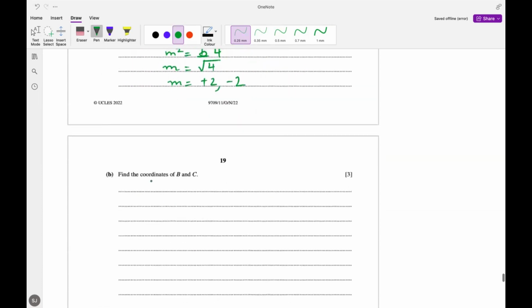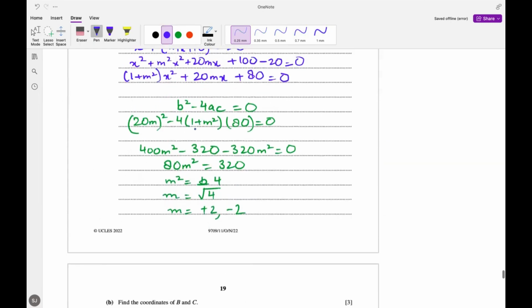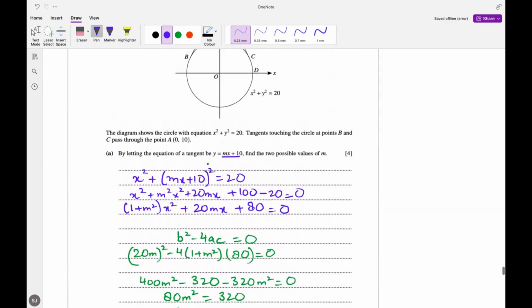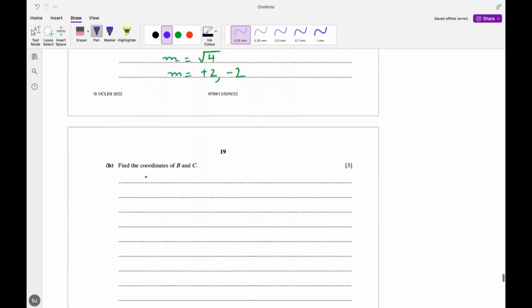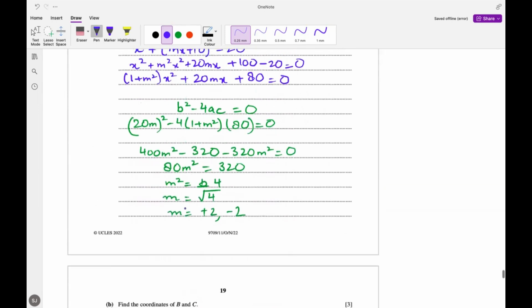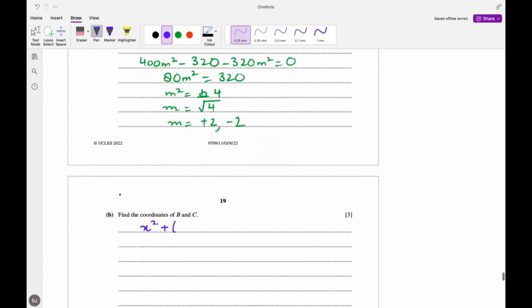In part B, we have to find the coordinates of B and C. Now, as we have the m values for the two tangents, one of them is plus 2 and the other is minus 2, we can now solve the equations simultaneously. So this will become x squared plus, and in place of y, the equation of the tangent will be y equals 2x plus 10. And the second equation will be y equals minus 2x plus 10, as the values of m were 2 and minus 2.